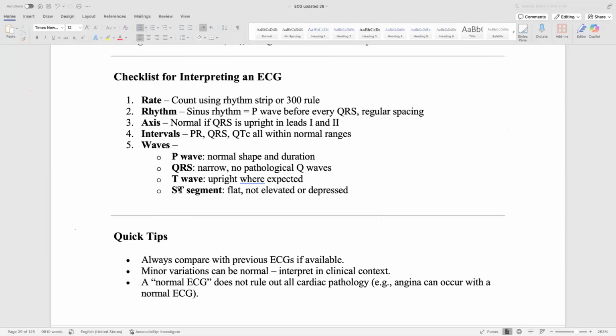Not every ST elevation is MI, although we need to rule out the MI. But there are a lot of causes that can cause ST segment elevation. So we can say just ST segment elevation, ST segment depression. In the context of a chest pain and troponin, that is MI. For example, if it's pericarditis, there will be ST elevation only because it's pericarditis. Subarachnoid hemorrhage can cause ST elevation. Many things.